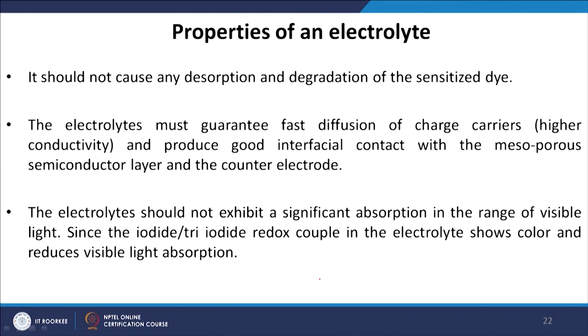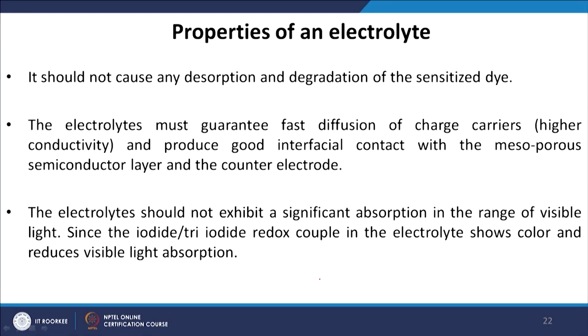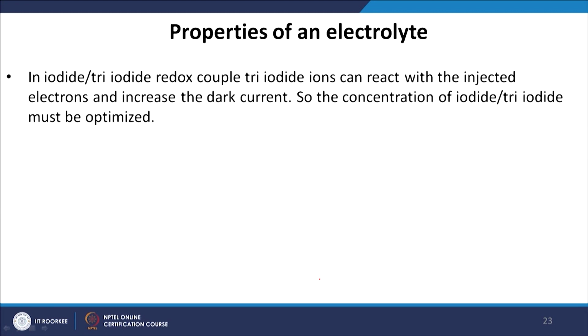The electrolytes should not exhibit significant absorption in the range of visible light. Now, if the electrolyte absorbs most of the light in the visible range, then it will be problematic for the whole device. Since the iodide triiodide redox couple in the electrolyte shows color and reduced visible light absorption, that is why it is a preferred choice for making the DSSC device. In iodide triiodide redox couple, triiodide ions can react with the injected electrons and increase the dark current. So, the concentration of iodine triiodide must be optimized.